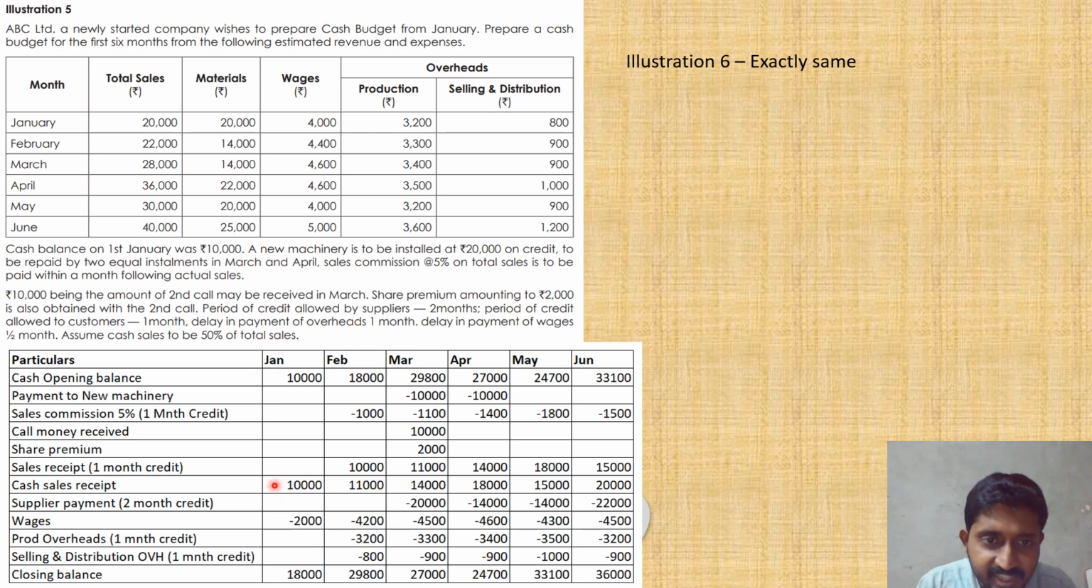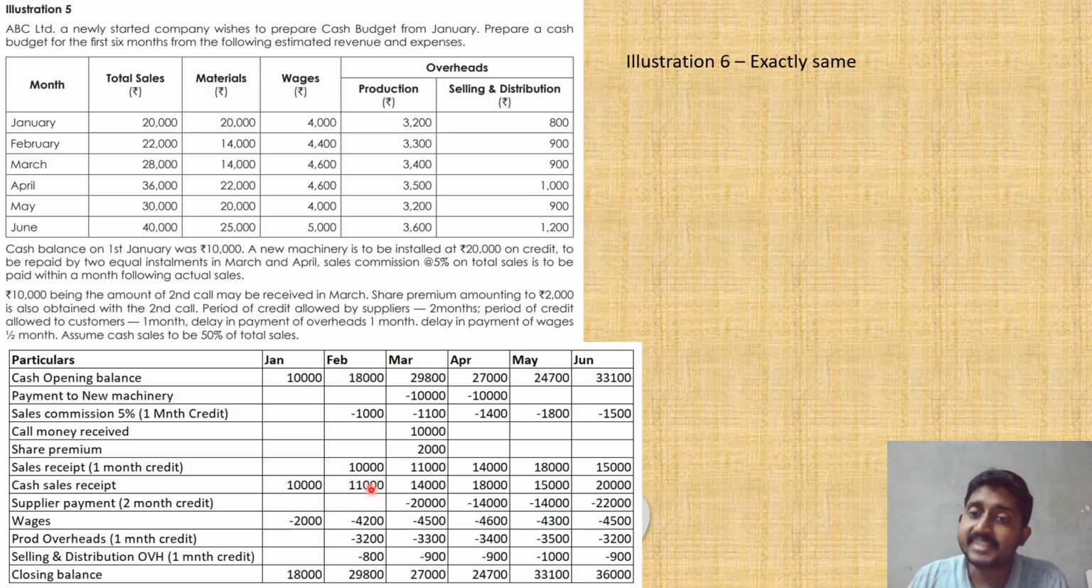If you see this, cash sales 10,000. So what is the credit sales? That is also 10,000. When we will get for the January sold item, we will get only in February. So 10,000 I am taking in February. This is the credit sales. So credit sales of 10,000 has gone to February, and 11,000 is the cash sales for February.